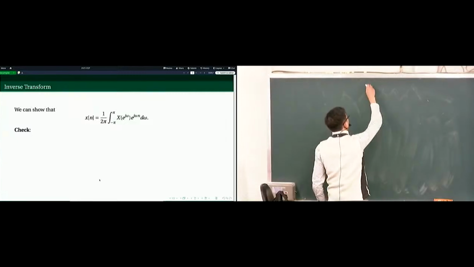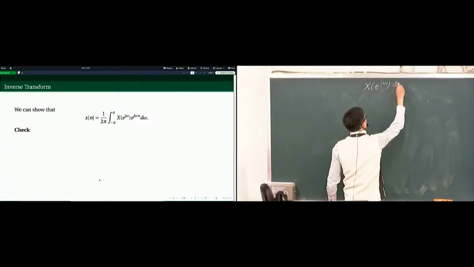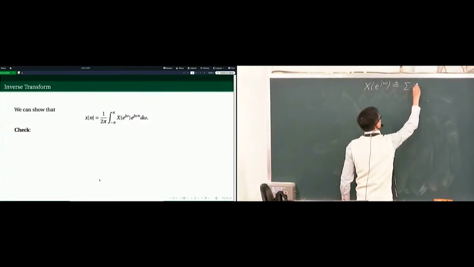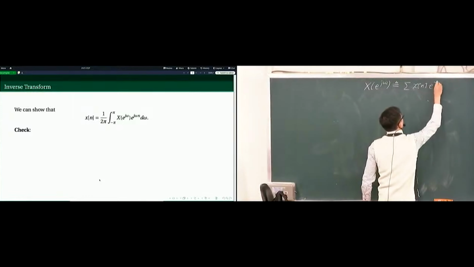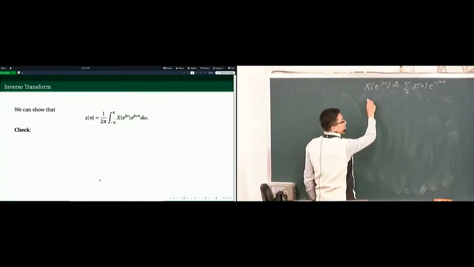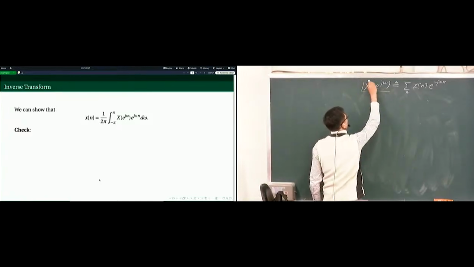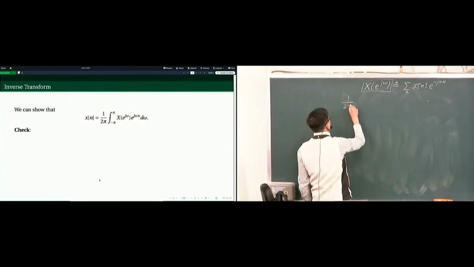Just recall that the forward transform from time to frequency is defined as summation of x of n, and we make a projection by doing an inner product. Essentially, there's a minus sign right here, summation over all n. Now it turns out that we want to check we can go from the frequency domain back to the time domain by doing this calculation.